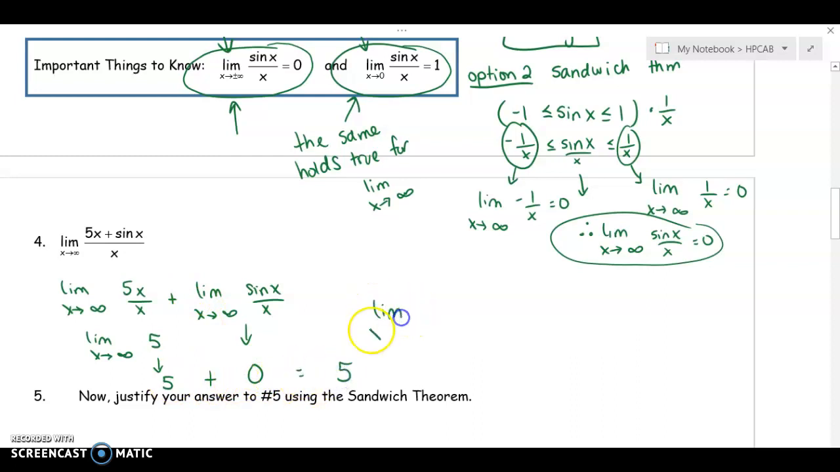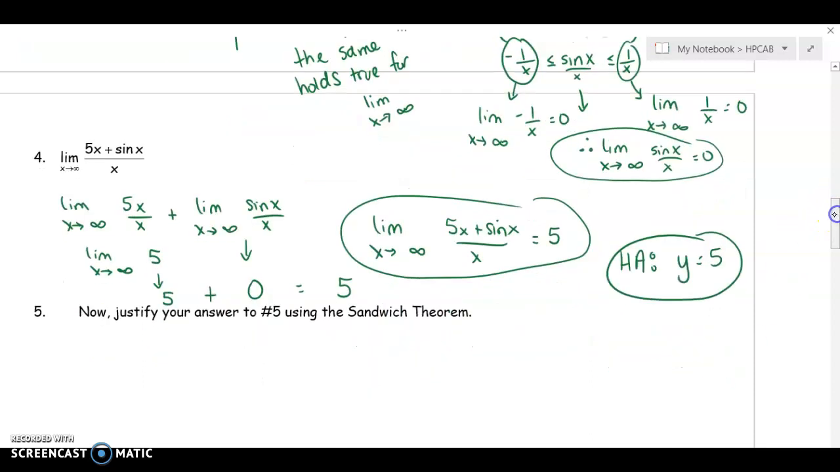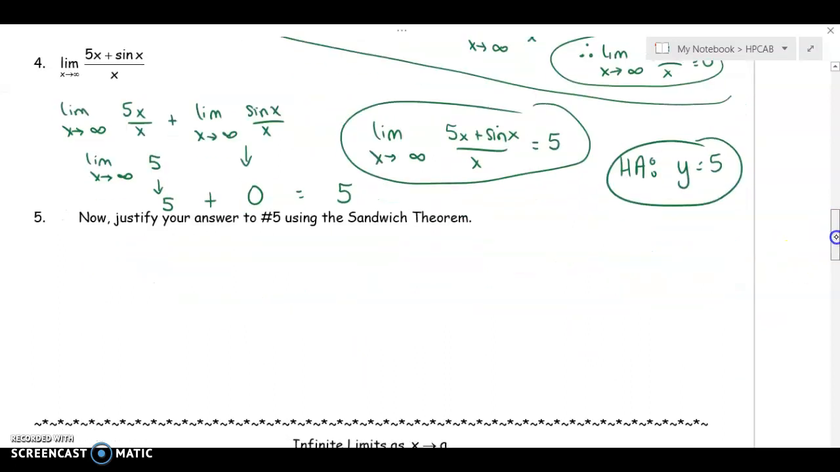So the limit as x approaches infinity of 5x plus sine of x all over x is going to equal 5, which means that there is a horizontal asymptote at y equals 5. All right, so hopefully not too bad. And then with number 5, you can justify using the sandwich theorem.